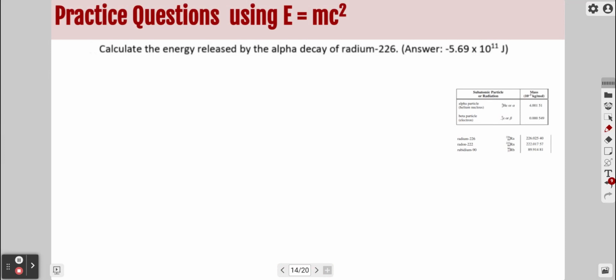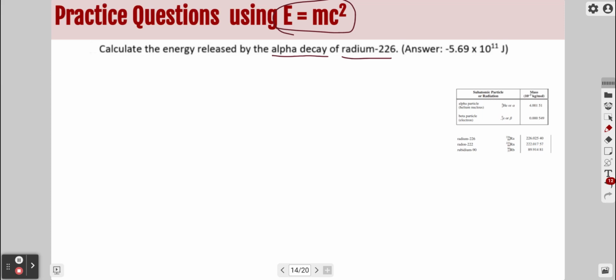So this next question is going to be a little bit more detailed for sure on what you need to be able to do. So you're still going to be using E equals mc squared though at some point. Calculate the energy released by the alpha decay of radium-226. Now notice they don't tell you anything about the amount of mass that was lost or anything like that.